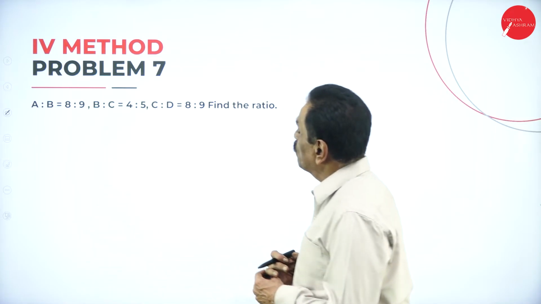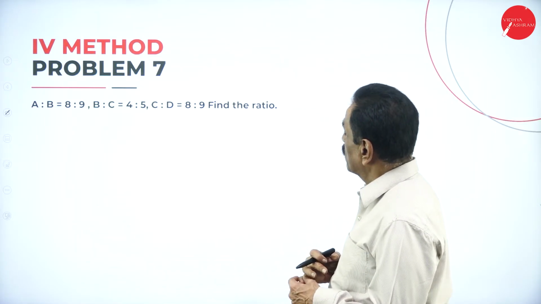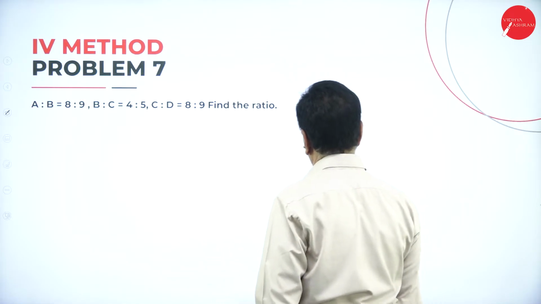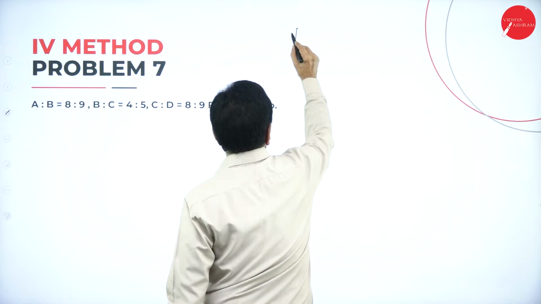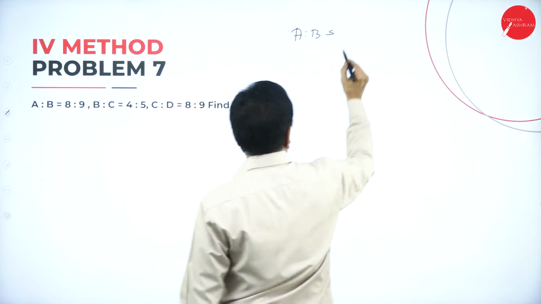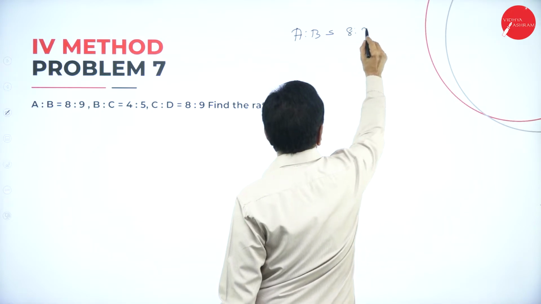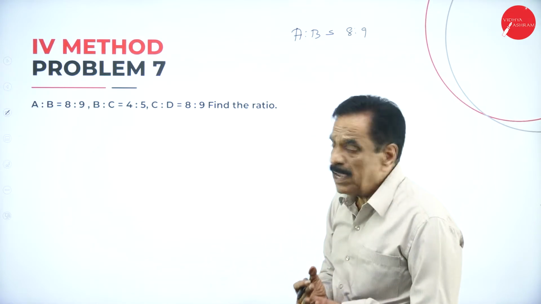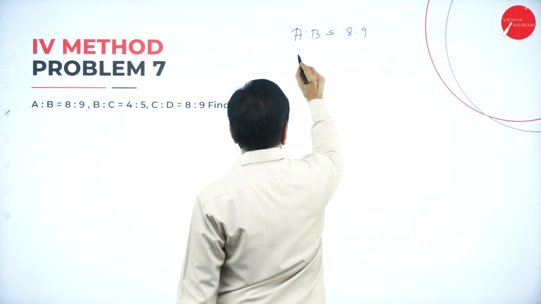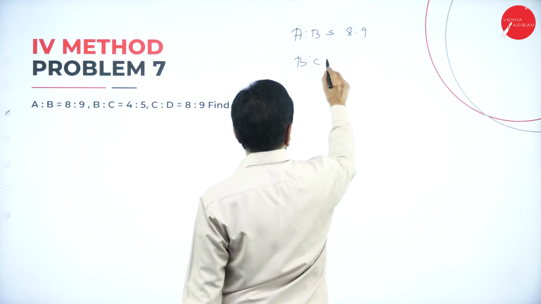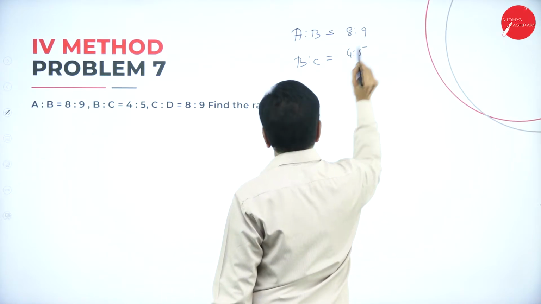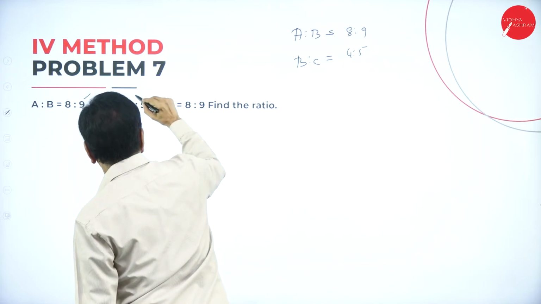Now, A is to B is 8 is to 9. B is to C is 4 is to 5. C is to D is 8 is to 9. Find the ratio slowly. A is to B is 8 is to 9. B is to C is 4 is to 5.